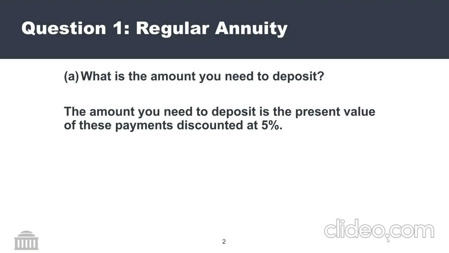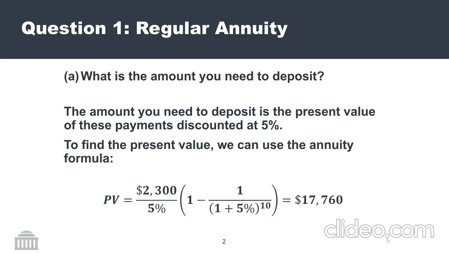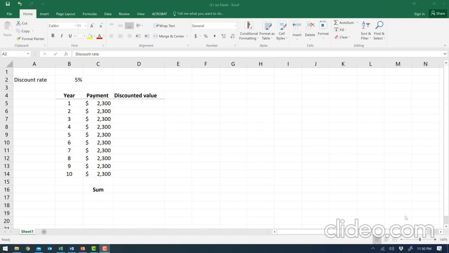The amount you need to deposit is the present value of these payments discounted at 5%. To find the present value, we can use the annuity formula. Present value would equal 2,300, which is our annual payment, divided by 5%, multiplied by 1 minus 1 divided by 1 plus 5% raised to the power of 10, because we have 10 payments. This would equal $17,760. Let me demonstrate that if we discount annual payments by hand, we will get the same answer.